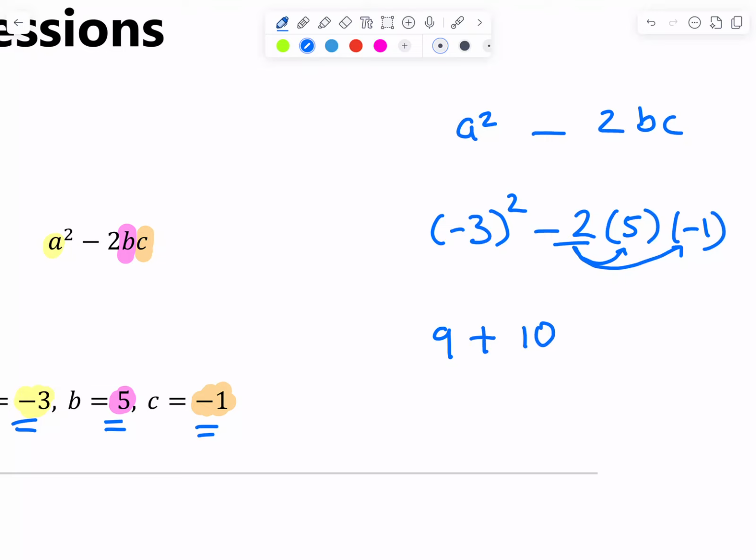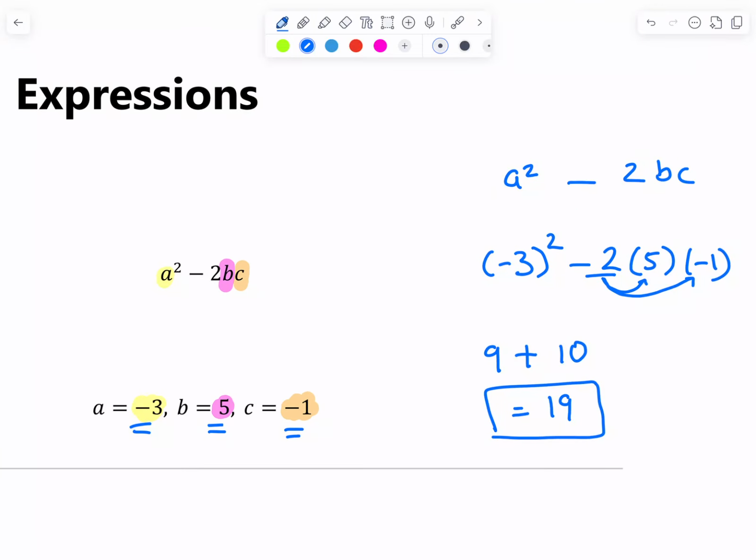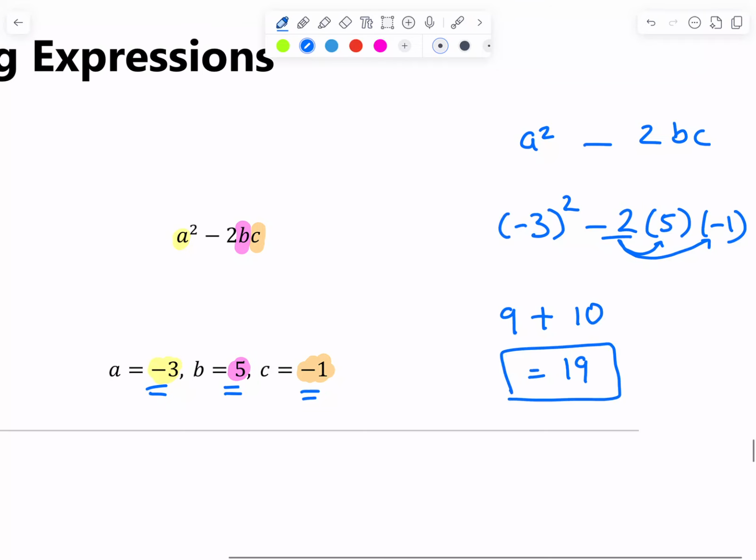Does that make sense? Because you've got a neg times a positive, which is a negative, and then you're going to times that by a negative again. When you multiply a neg by a neg, you get positive. So you just get 9 plus 10, which is 19. So the answer to this should be 19.